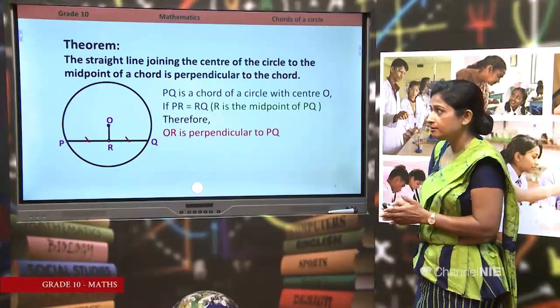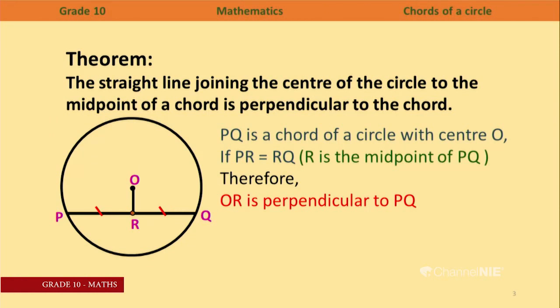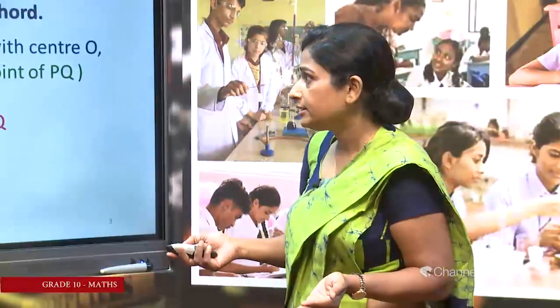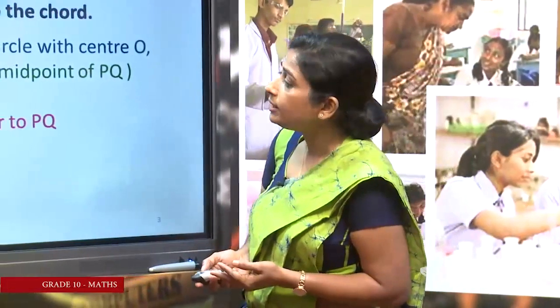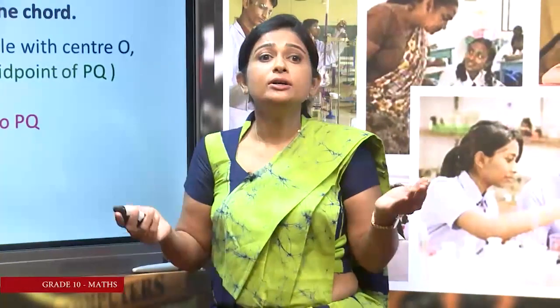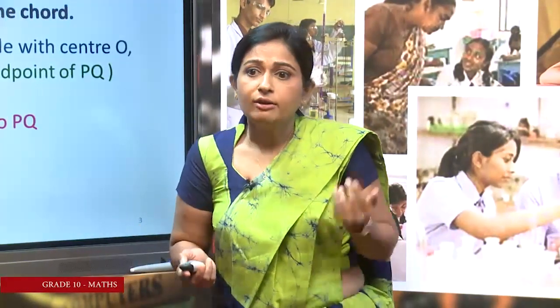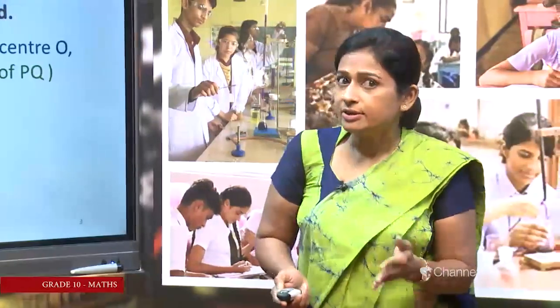Again, the theorem: the straight line joining the center of the circle to the midpoint of a chord is perpendicular to the chord. Can you say it with me? Theorem: the straight line joining the center of the circle to the midpoint of a chord is perpendicular to the chord. Now we move to the converse of the theorem.